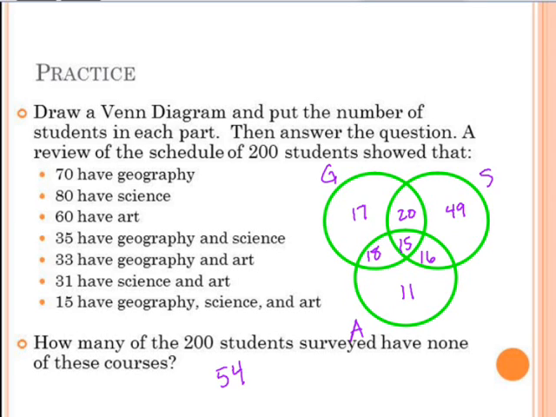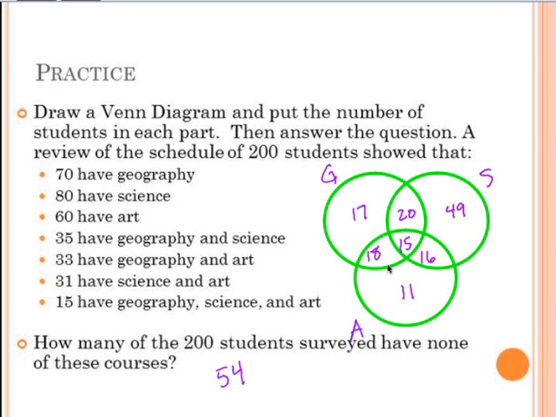Okay, so here is what I got. And again, I started in the middle. So if your numbers are different, that's fine. Erase them and look at these and make sure I didn't make a mistake. We started in the middle with 15. That was the easiest because that's geography, science, and art, so I can put a 15 in. Then it says 31 have science and art. Well, that means that 15 and then this blank have to add up to 31. So 31 minus 15 is 16. That's how I got that.